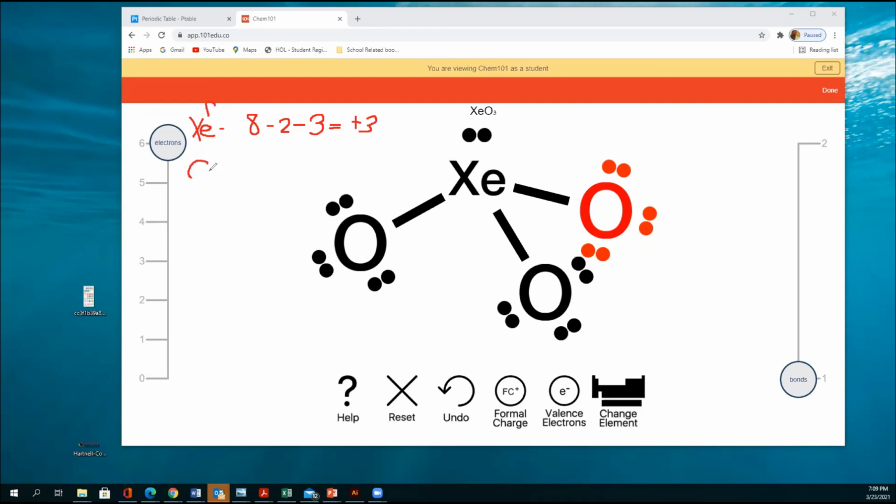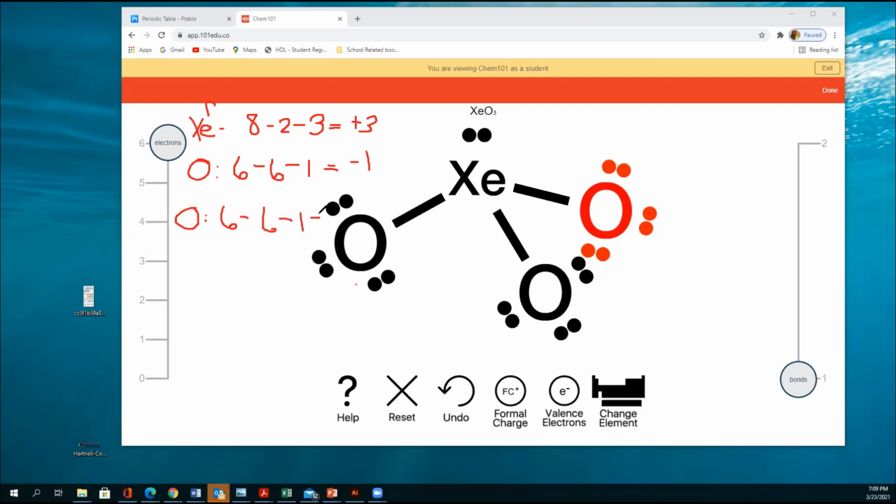Okay, so each of the oxygens. Valence electrons? 6. Lone pair electrons? 2, 4, 6. And bonds? Just 1. So then that's a -1. Each oxygen is going to have a -1.